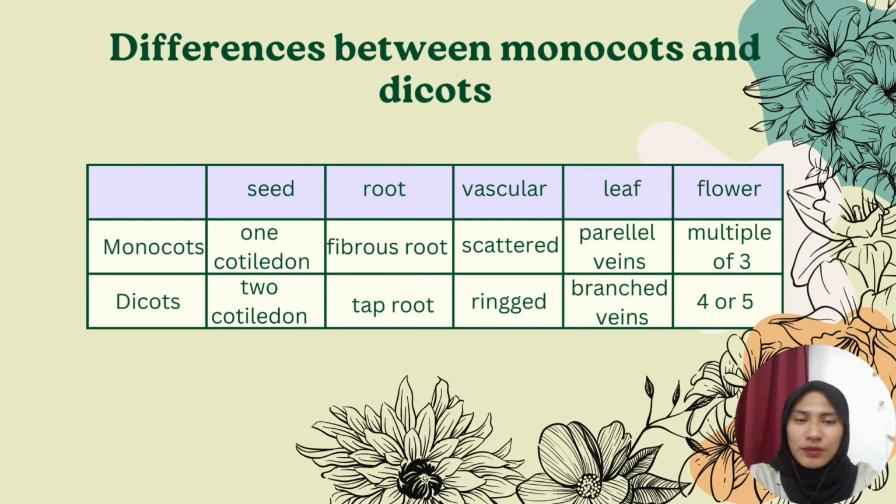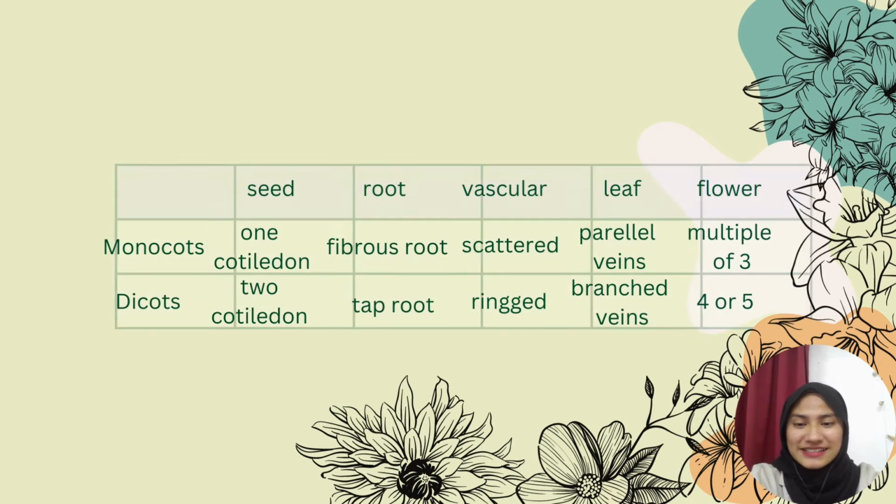For the last part, the differences between monocots and dicots. For monocots, there is one cotyledon, fibrous root, scattered vascular bundles, parallel veins, and flowers in multiples of 3. And for dicots, there are 2 cotyledons, taproot, ring vascular bundles, branched veins, and flowers in multiples of 4 or 5.